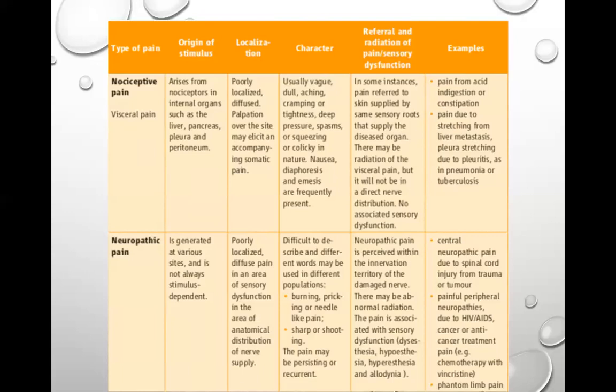And then there's the neuropathic pain, which is produced where there's damage in the central or peripheral nervous system. In this case, the nerves actually have a problem. They are abnormal nerves, and the pain is generated at various sites and is not always stimulus dependent. The localization is again poorly localized diffuse pain in the area of sensory dysfunction. The character is difficult to describe, but you can describe it as burning, pricking, pins and needles, sharp or shooting type of pain. This can occur from spinal cord injury, from trauma, from tumor causing spinal cord compression. You can have peripheral neuropathies from HIV, from cancer, anti-cancer treatment, diabetes, and phantom limb pain.